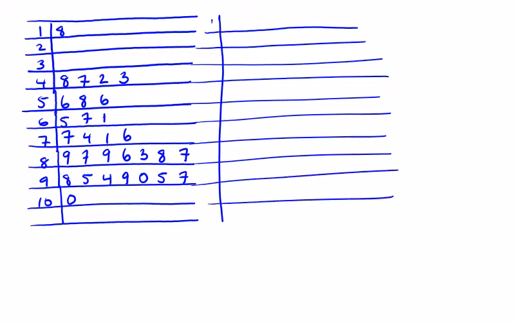So I've got my 1, my 8, my 2 and 3 have nothing. My 40s have a 2, a 3, a 7 and an 8. My 50s have 2 6s and an 8. My 60s have a 1, a 5 and a 7. My 70s have a 1, a 4, a 6 and a 7. My 80s have a 3.